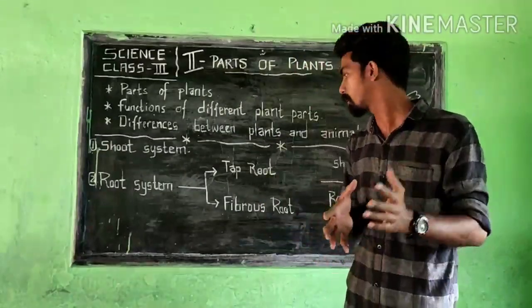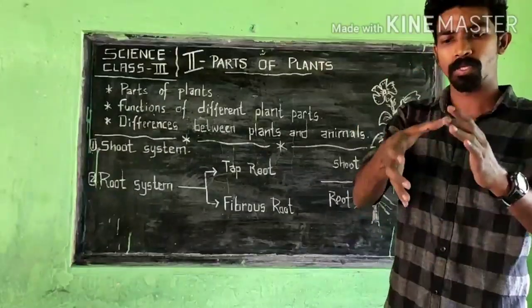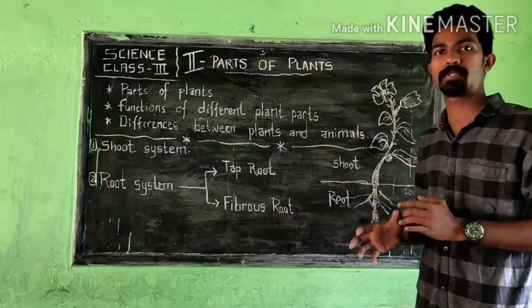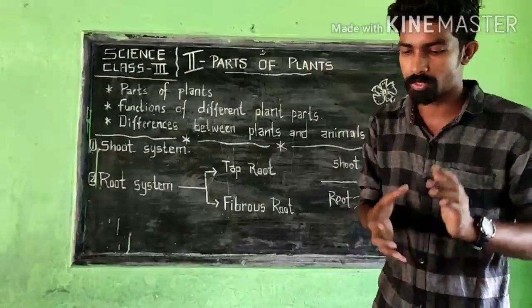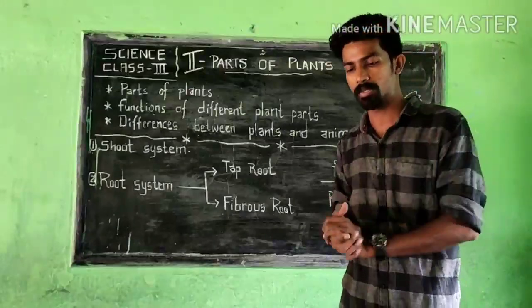Firmly in the soil means the roots help the plant to stand strongly in the soil. So that is the first point. Roots help the plant to stand in the soil. They hold the plant tightly to the soil. That is the first pointer given in your textbook.